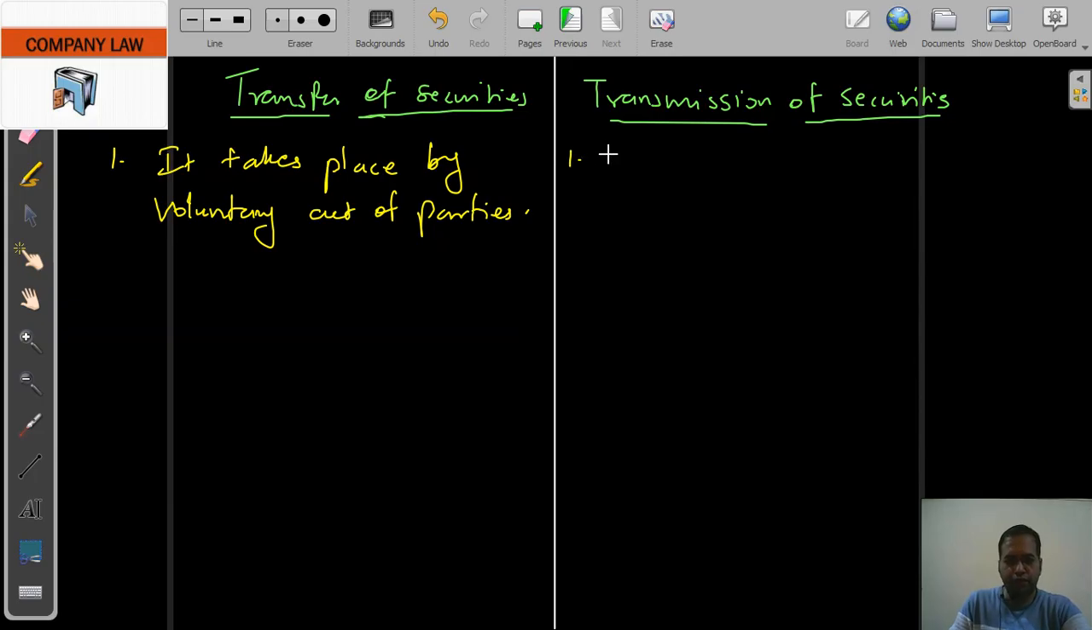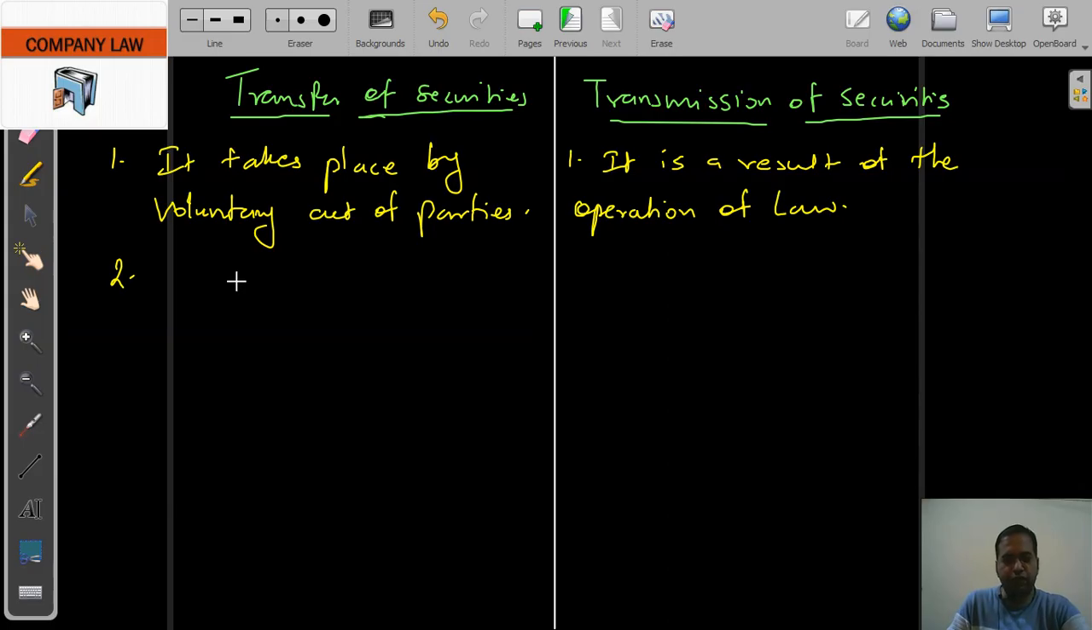Here, transmission is a result of the operation of law. Okay, it is a result of the operation of law, what we have discussed.